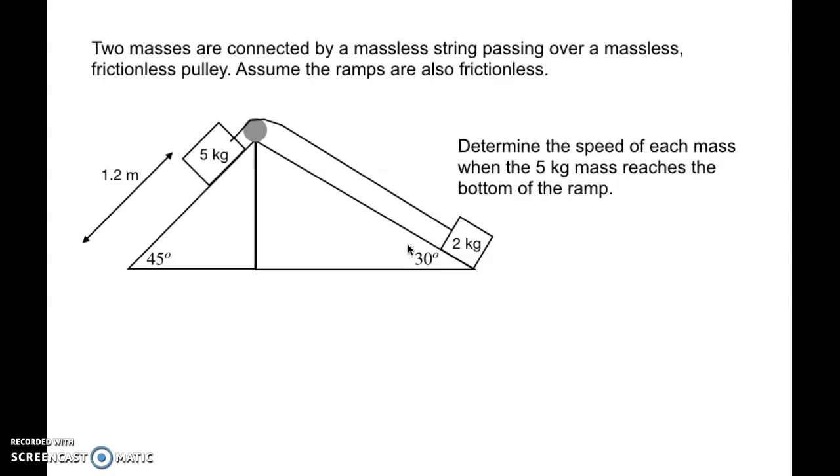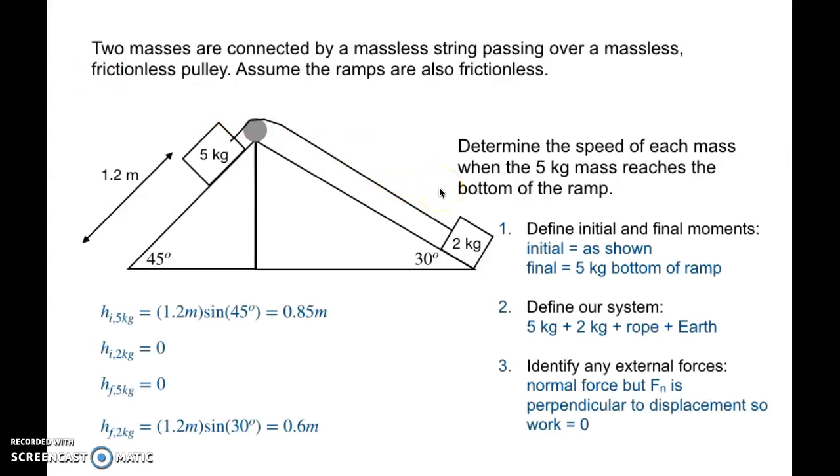And remember, what makes a system perspective useful, either for forces or for energy, is when the two objects will have the same acceleration. And that is certainly the case here. As the 5 kilogram moves, this rope does not stretch, so if the 5 kilogram moves 1 inch, the 2 kilogram also has to move 1 inch in that same amount of time. Both boxes will move together.